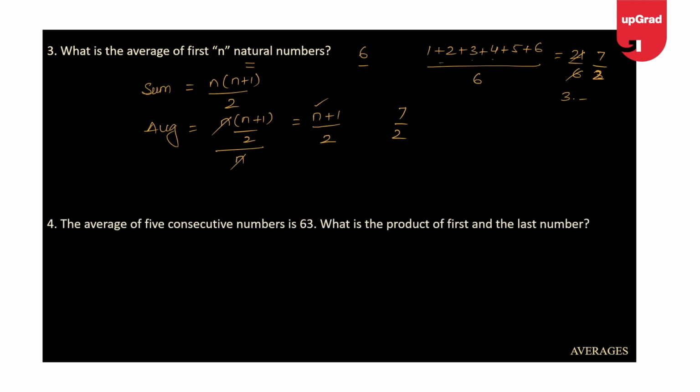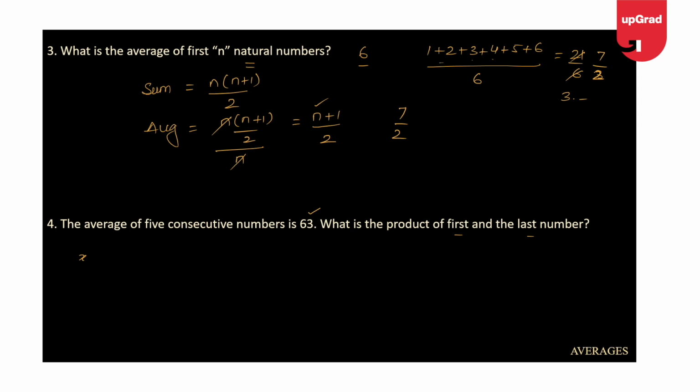Now this time the average of 5 consecutive numbers. Now this can be any set of 5 consecutive numbers. This time we are not talking about first 5 numbers or so. So this is a question based on normal average process. Now the question says the 5 consecutive numbers give us an average of 63. What is the product of first and the last number? So how do we do it conventionally? Let's look at the traditional method first of all.